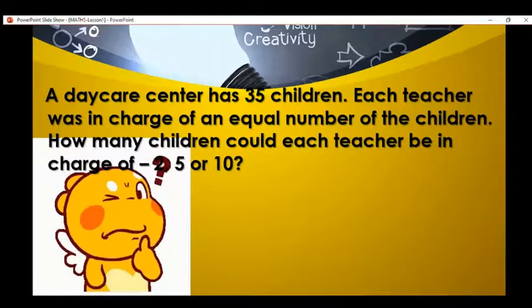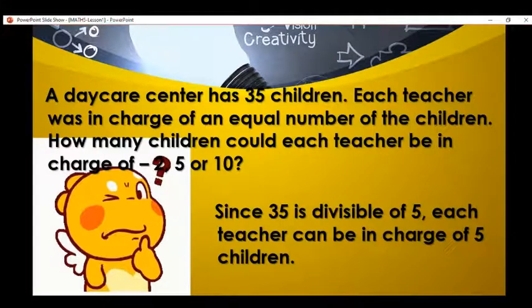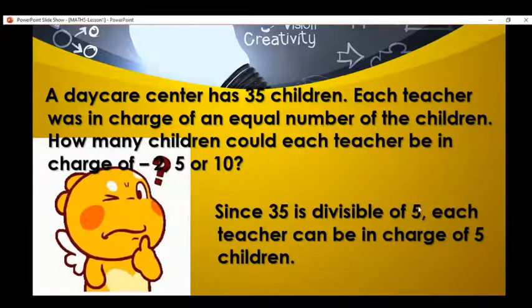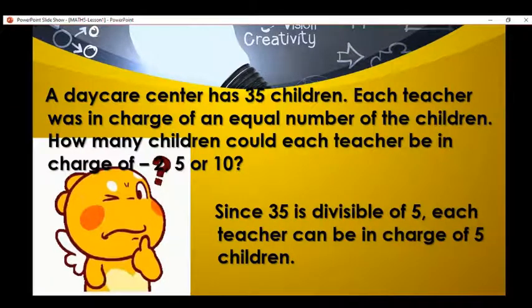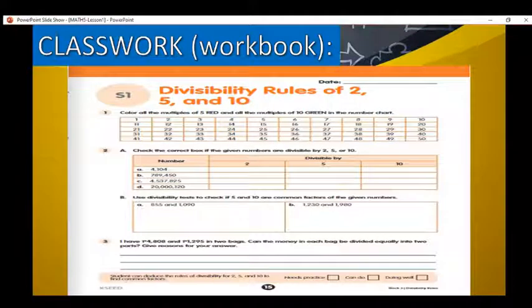Okay, very good. We can say that 35 is divisible by 5 because the ones place of 35 is a 5. We can say it is divisible by 5. So each teacher can be in charge of 5 children. Very good. Did you get the correct answer? I guess it's yes.